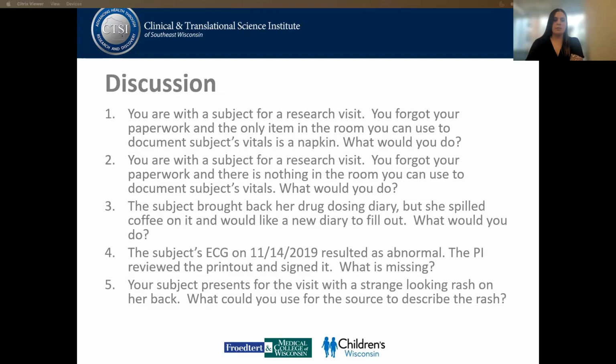The second one, you're with a subject for a research visit. You forgot your paperwork and there's nothing in the room you can use to document a subject's vitals. What do you do? You're going to have your hand. Yep, or a photocopy. No, you don't have to cut off your hand and put it in the binder. It's source now. In this situation, obviously, yes. I mean, if possible, please go get something else because this complicates things so much. If possible, please go get something else.